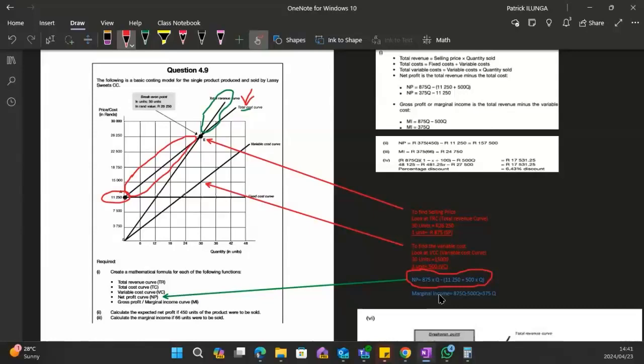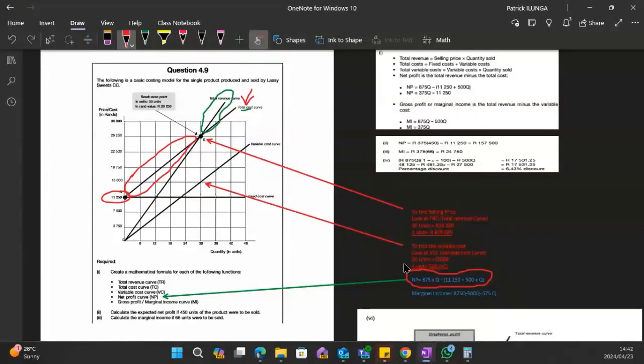I don't know if you understand what I mean. Because it says that total cost is fixed costs plus variable costs, so then wouldn't we have to say 11,250 plus variable cost 500? Oh, we did. Oh my God, I'm so dumb.